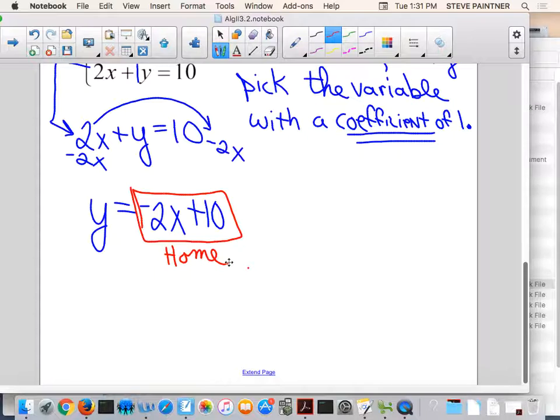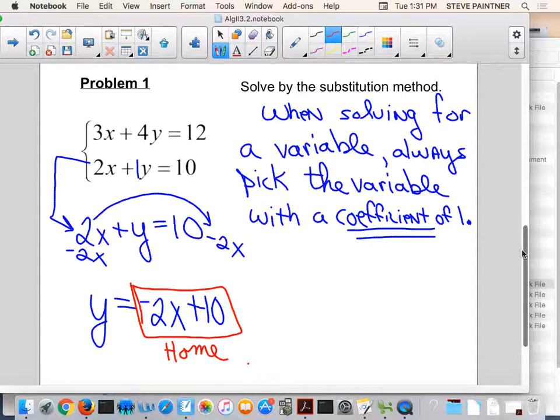Okay, so now, what did step 2 say to do? Take your expression that you know y equals, and you have to put it in the other equation. Well, what's the other equation? Up here. You got to go to the other equation that you didn't solve for y, and put this negative 2x plus 10 where the y is. Wherever y is, you stick that number in for y.